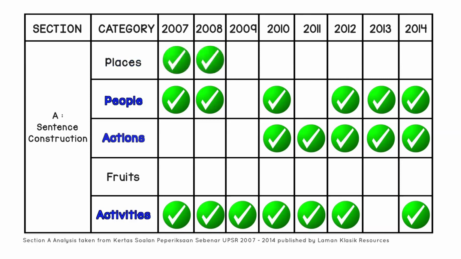Places appeared twice in 2007 and 2008. Fruits only appeared once in 2008. So we can anticipate that pictures and guide words related to people, actions, and activities will most likely appear again in the next UPSR examination.